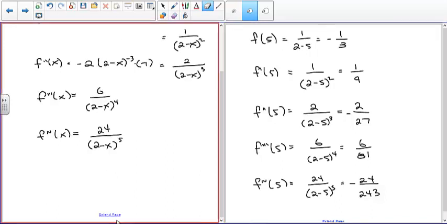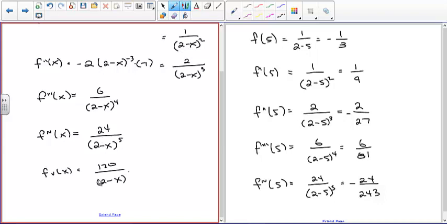Let's just put one more in here. The fifth derivative will be 24 times 5, which is 120. So we'll have 120 over (2 minus x) to the 6th. So I've just established this pattern. The next one would be 720 divided by (2 minus x) to the 7th power.